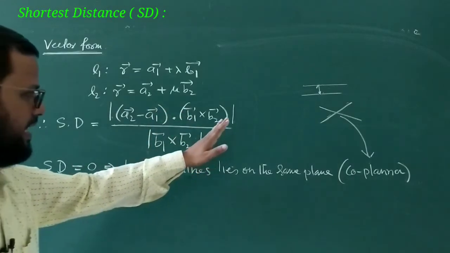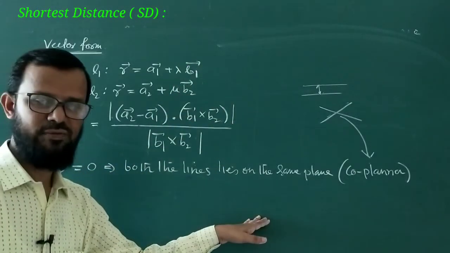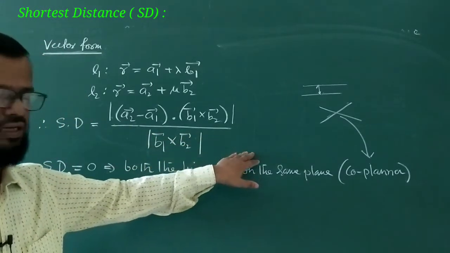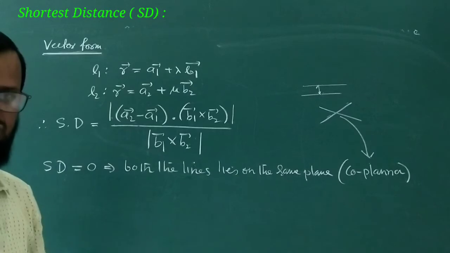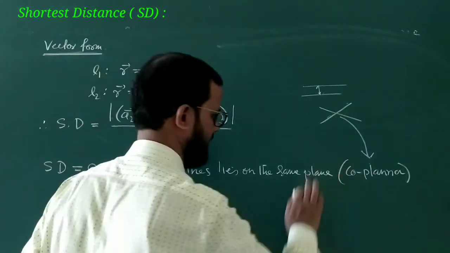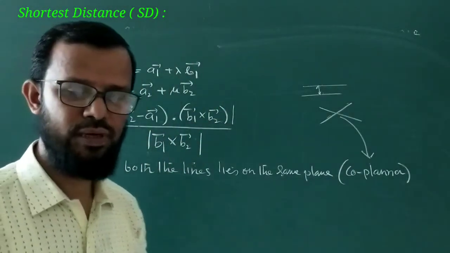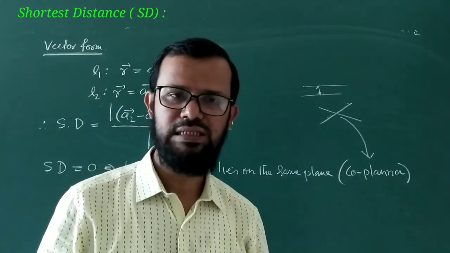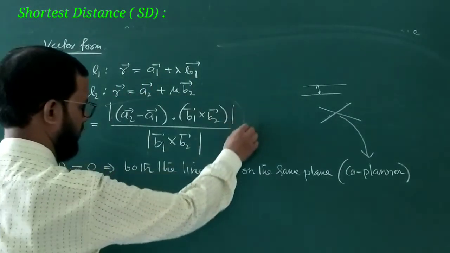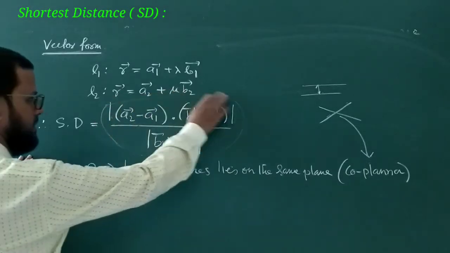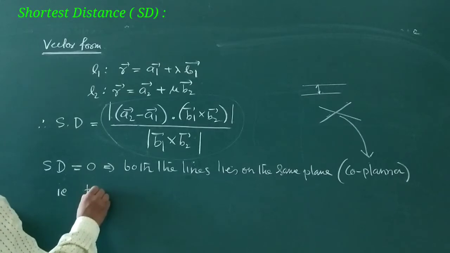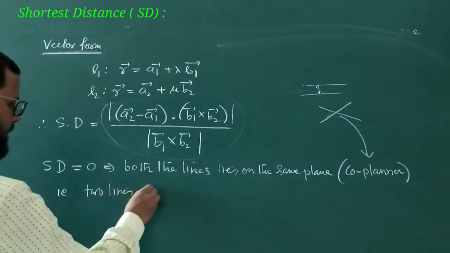And derivation of this particular thing is in your text, it's a lengthy process, I am not going to waste time, and please go through this, you can easily understand, and we use this to find the shortest distance between two lines. Now SD is equal to 0 means both the lines are coplanar, that means दो लाइन coplanar होने का कंडीशन क्या है, SD 0 होना चाहिए। SD 0 होने का मतलब क्या है, this particular quantity becomes 0. This is 0 means that you can write two lines are coplanar.